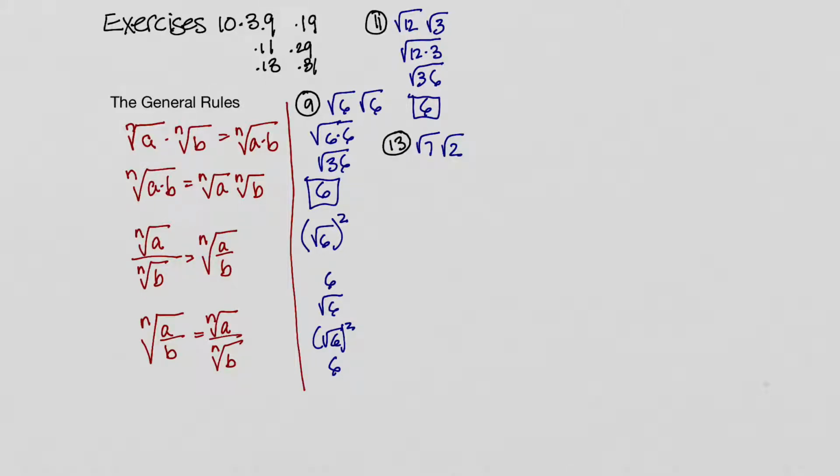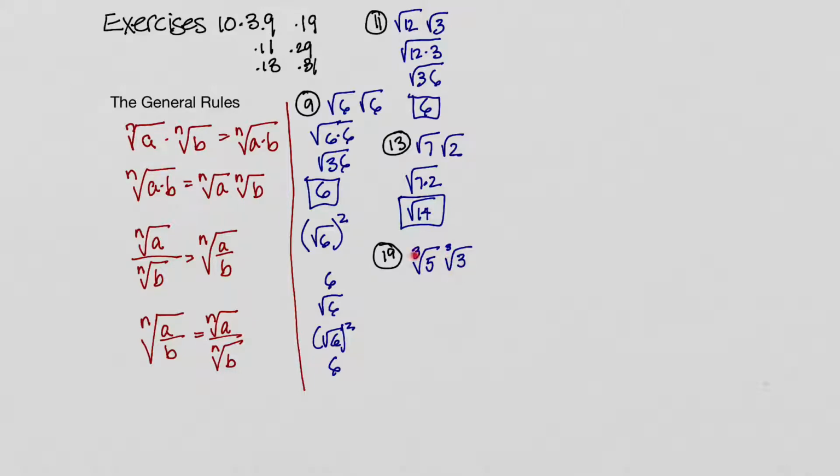And in number 13, we're going to multiply square root of 7 and the square root of 2 together. So they're both square roots, so we can multiply right under that radical, getting square root of 7 times 2, which we could probably just do in our head. And we'll get the square root of 14, and I don't think we can do anything with that. So we're done.